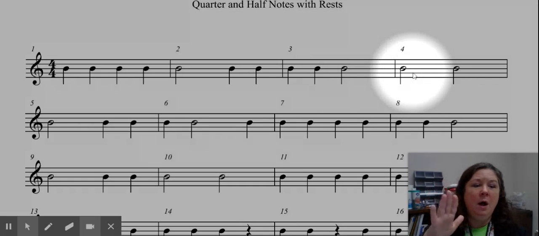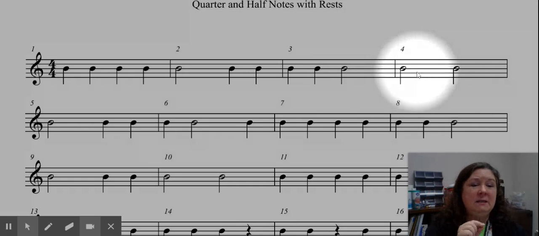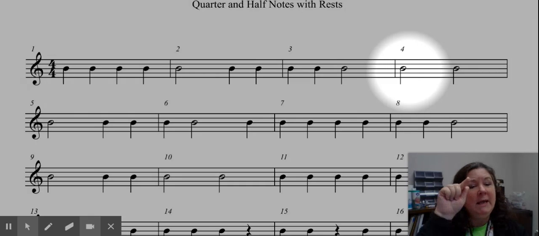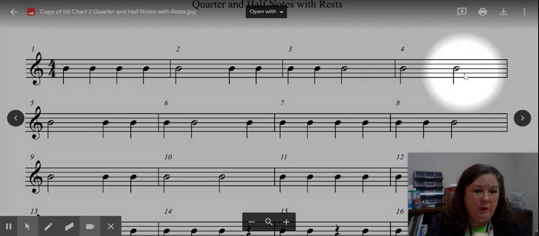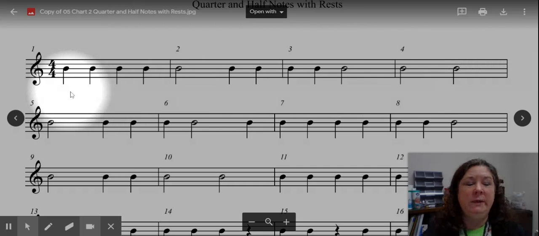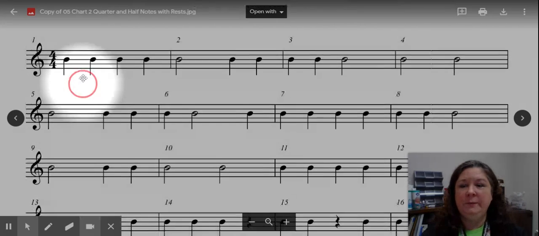So 1, because this half note is getting 4 pulses. It's getting a down, up, down, up. 1, 3. So that is what my voice is doing, exactly what my foot is doing.